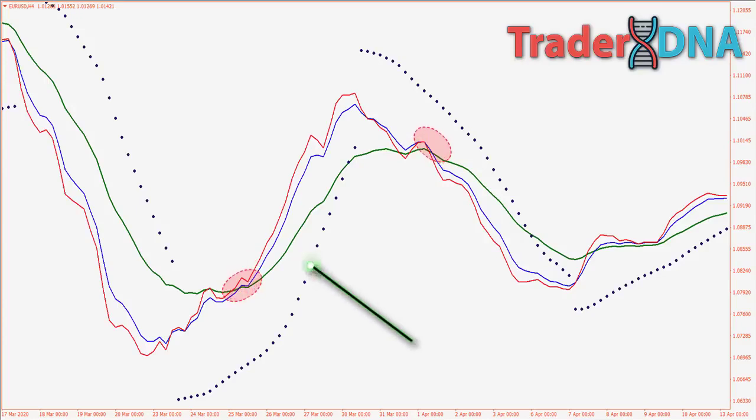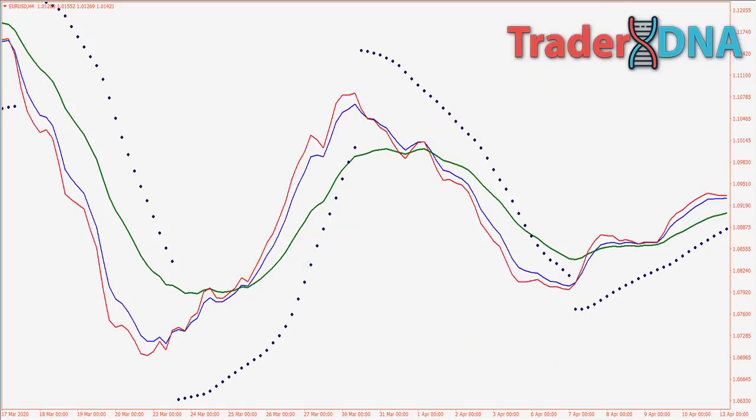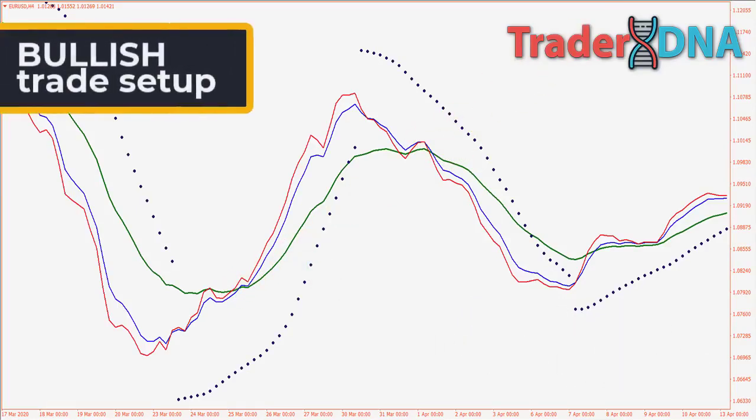Those dots change states and continue to appear on the same side till the trend remains intact. Bullish trade setup. Enter buy orders when these conditions are true.